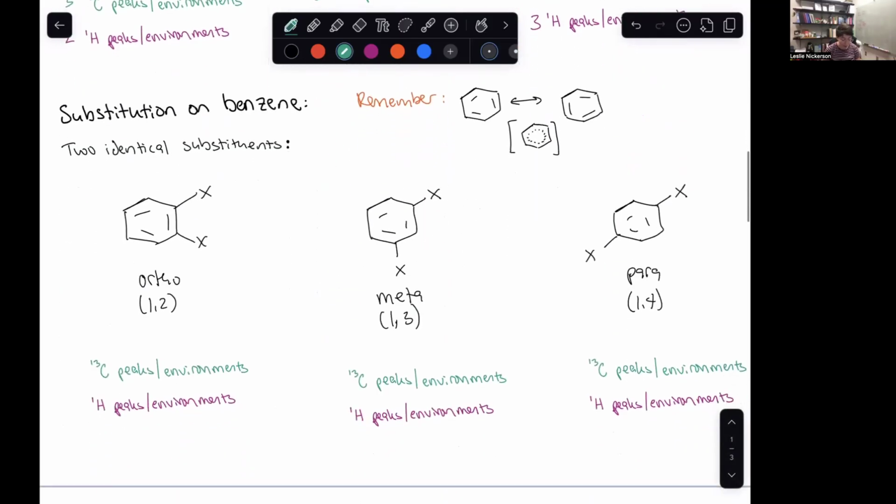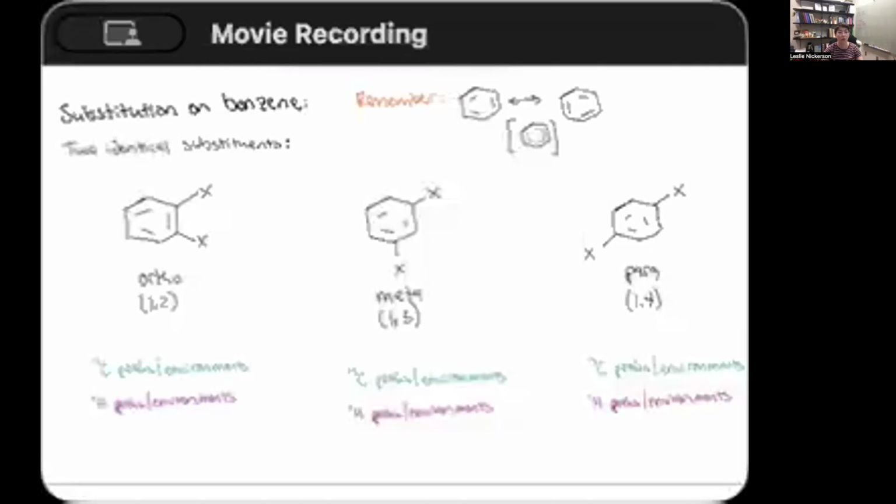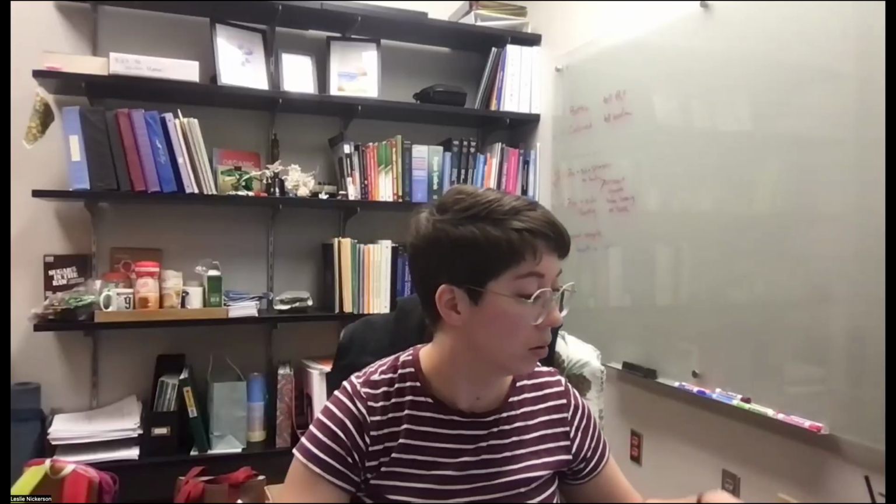Okay. When you get to benzene, in a way, it gets easier because it is flat, right? I'm going to switch to that real quick. Okay, so when you're looking at benzene, you've got something that's flat.